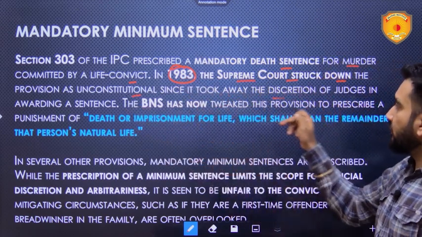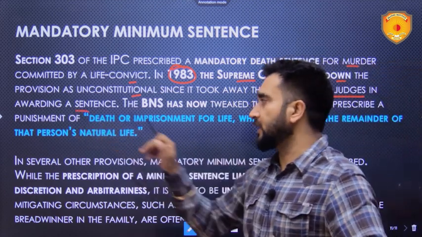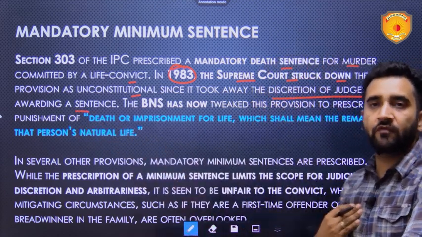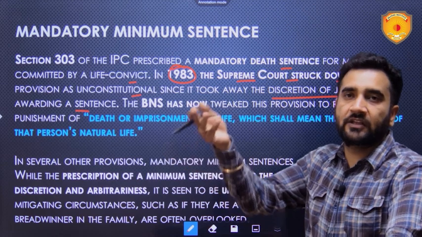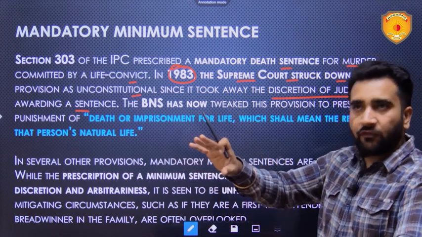Why? Because it took away the discretion of the judges in awarding a sentence. It should be left to the discretion of the judges, whether they want to award a death sentence or life imprisonment. So that was removed.